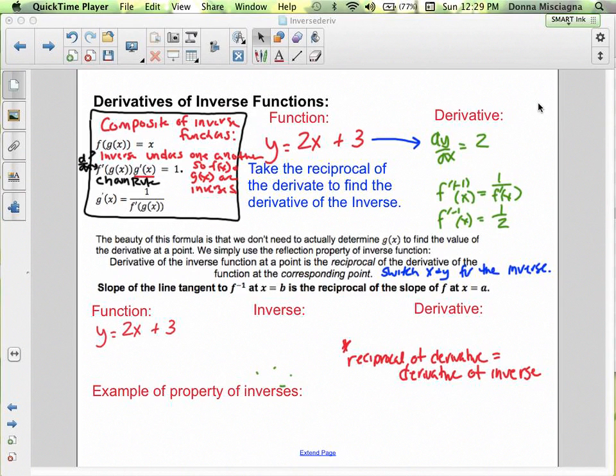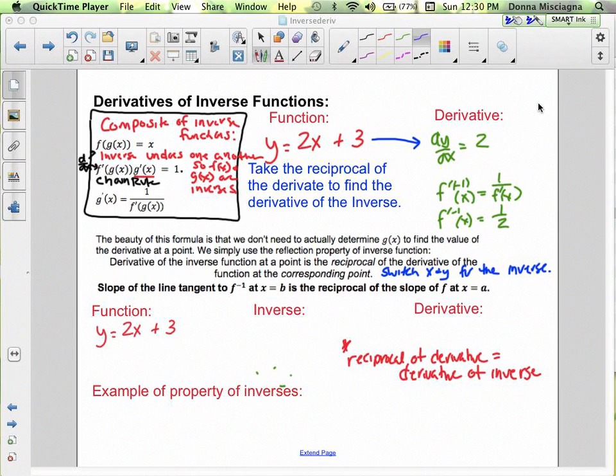So the beauty of this formula is that we don't need to actually determine g of x to find the value of the derivative at a point. We simply use the reflection property of the inverse function. The derivative of the inverse function at a point is the reciprocal of the derivative of the function at the corresponding point. You just have to switch x and y for the inverse. All right, and just to prove it a little bit.